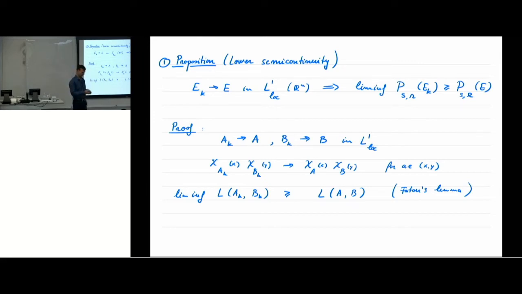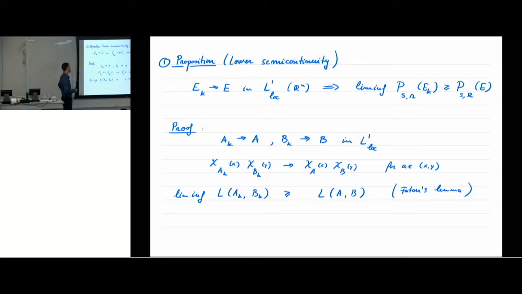So here I have some sets E_k that converge to E in all of R^n in L1 loc, meaning that also as I go farther and farther out, if I take very large balls, E_k converges to E also outside omega. Then I can say that the limit of the perimeter of the E_k in omega is bigger than the perimeter of E. So if I approximate E by E_k's, the perimeters of E_k's are always bigger than the perimeter of E. So why is this the case?